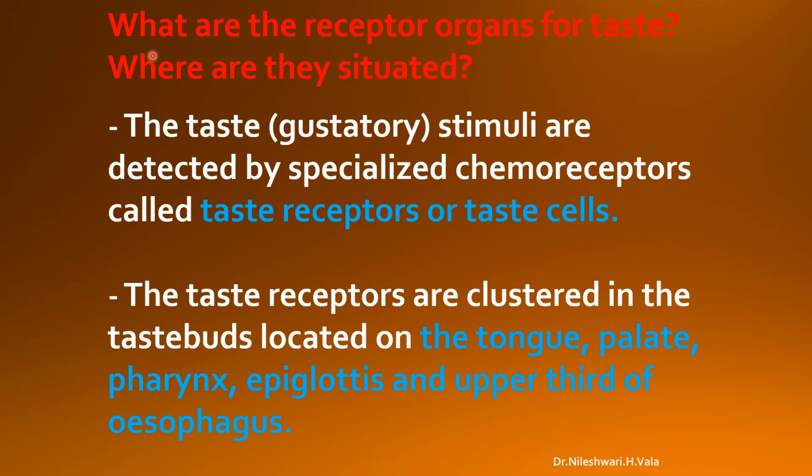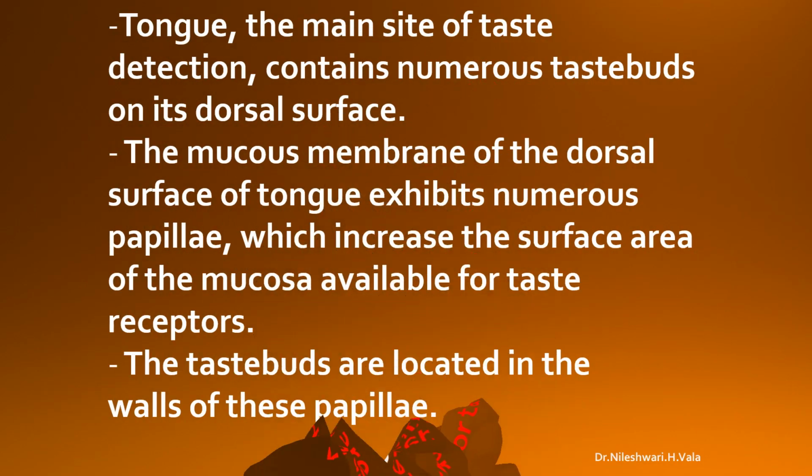Now what are the receptor organs for taste? Where are they situated? The taste or gustatory stimuli are detected by specialized chemoreceptors known as taste receptors or taste cells. The taste receptors are clustered in taste buds located on the tongue, palate, pharynx, epiglottis and upper third of the esophagus.